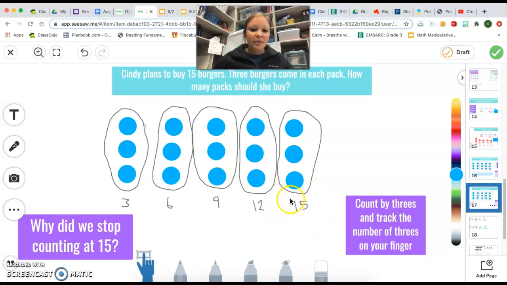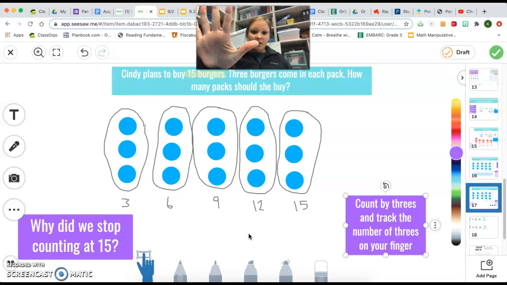Yes, we needed to stop at 15 because we know that there were 15 total burgers. We can't have more than what the problem told us. So we're going to practice counting by 3s, and every time you count a 3, you're going to hold up a finger. So 3, 6, 9, 12, 15.